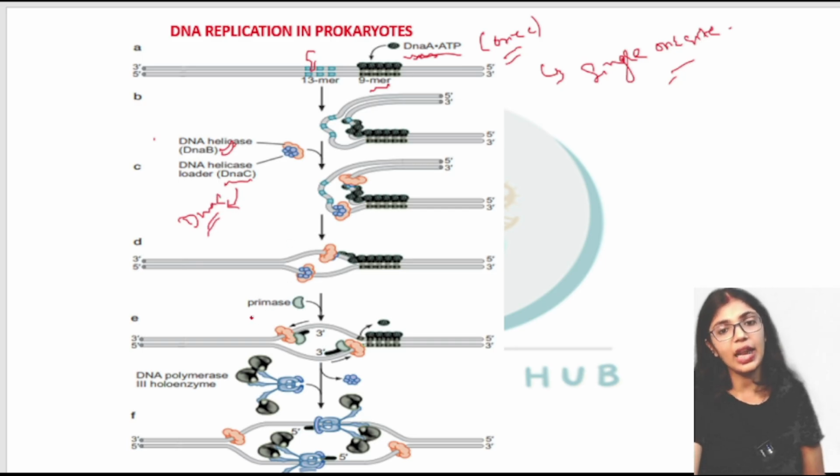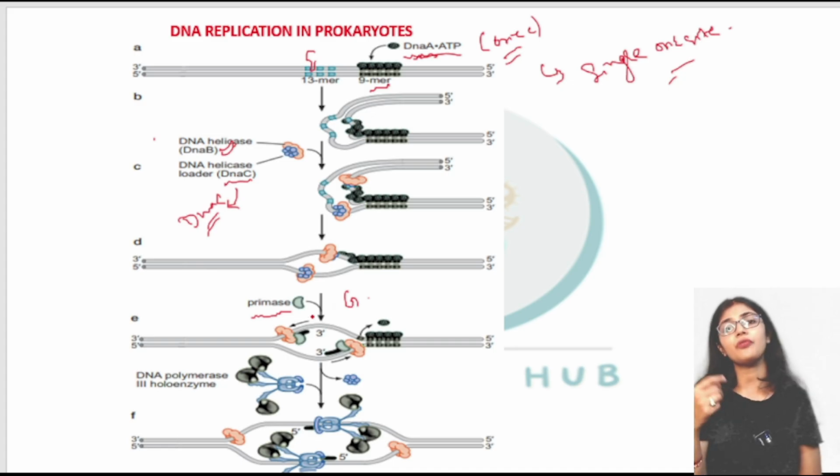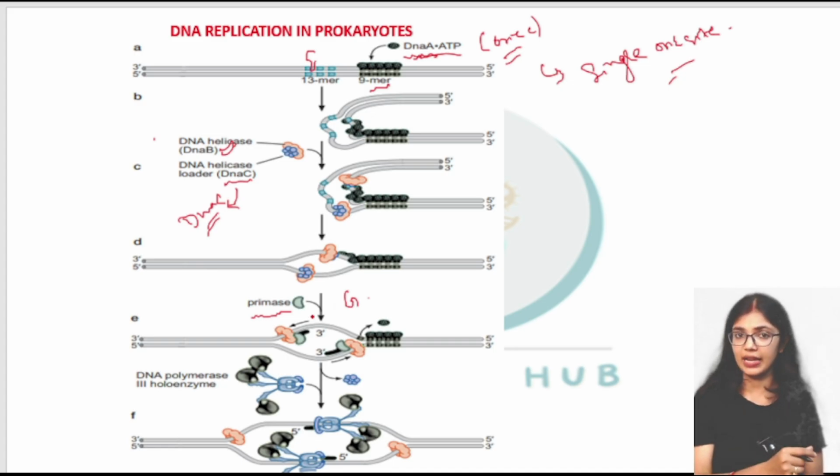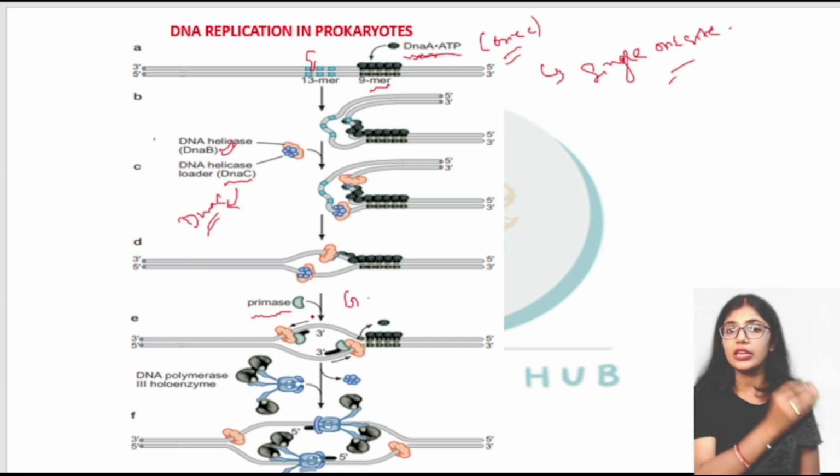So after that, another enzyme is required, which is known as primase, or DnaG. So what is the work of this primase? As we have already discussed in the earlier videos, DNA polymerase does not have the ability to initiate the work of DNA replication. It requires a 3' OH group.